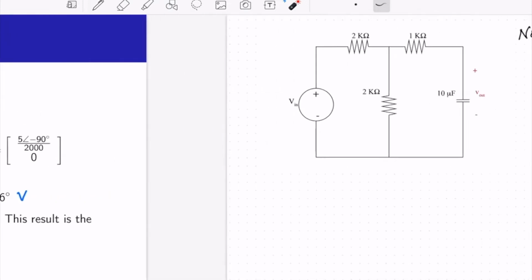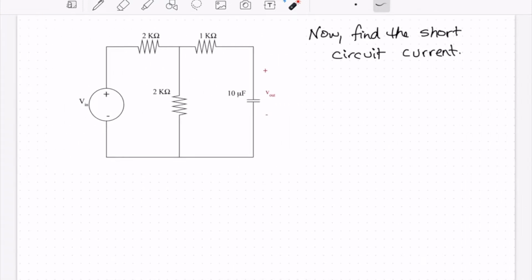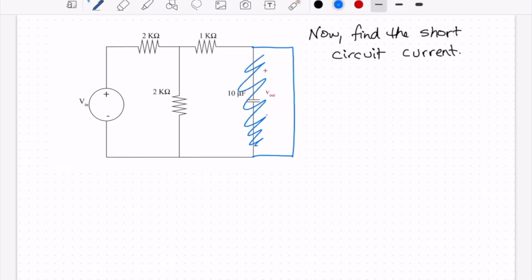The next thing we need to do is find the short circuit current. So the first step is to short out the load. In this case, we're looking at the equivalent circuit seen by the 10 microfarad capacitor, so that's what we're going to short out. Okay. And when we short that circuit out, all the current is going to go here, not here. And so what that means is this is effectively not there. So that gives us a very nice simple equation. Let's go ahead and define I short circuit before I forget. I short circuit is this current.